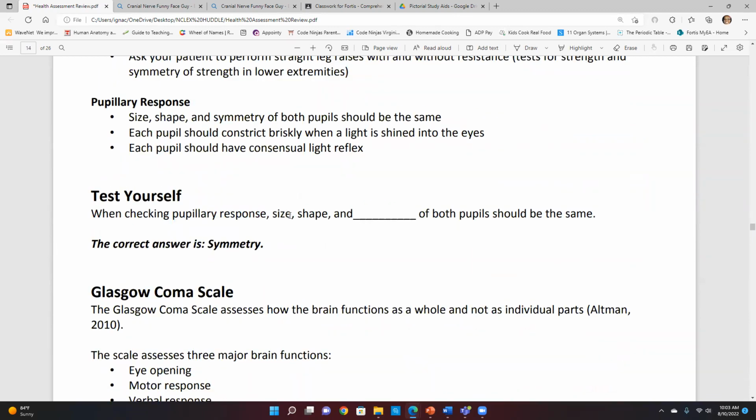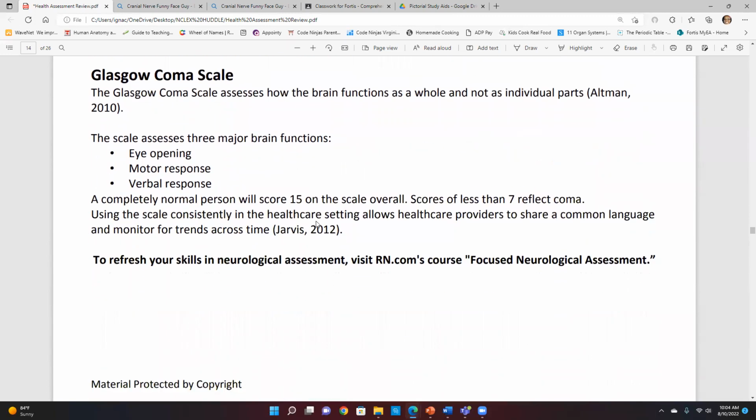So let's test ourselves. When we are checking our pupillary response, PERLA: pupils equal, reactive to light and accommodation. Should both pupils be the same? Yes, they should be symmetrical. There should be symmetry there.